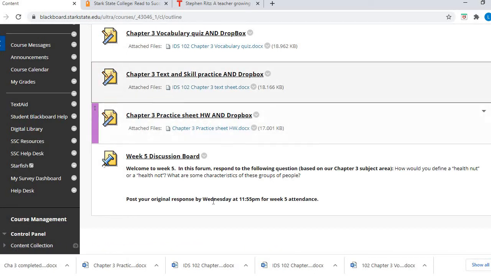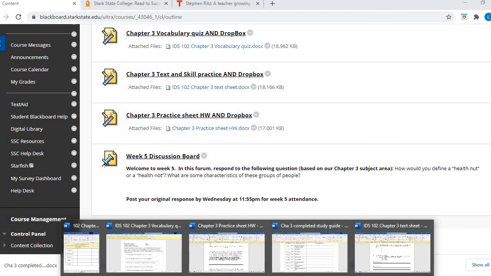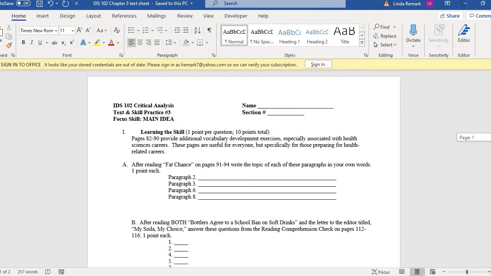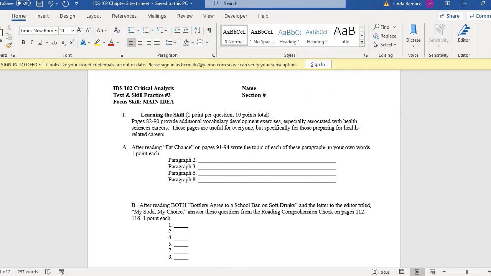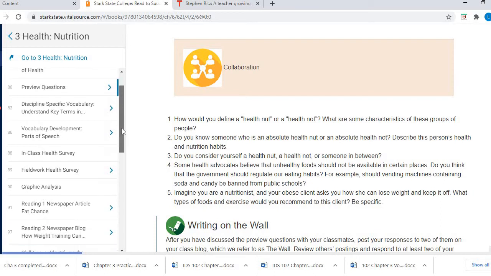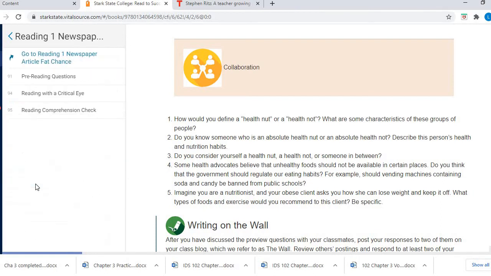All right, now I'm going to go ahead and have my Chapter 3 TSP up and going. So here it is right here, and that means I need to also have my Chapter 3 pulled up. So I have my text sheet printed off in front of me, so I'm going to kind of be using that as I go, but I will still flip back. So what we're doing now in our text sheet, Roman numeral 1, Part A, it says, after reading Fat Chance. So I'm going to scroll down, reading number 1. Here it is. I'm going to go to it.